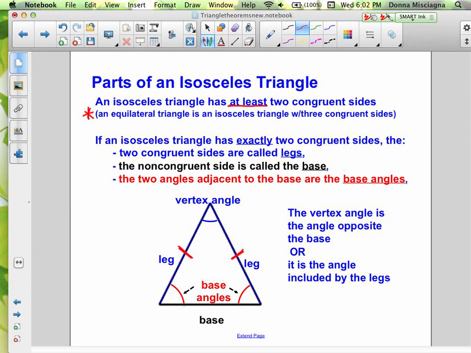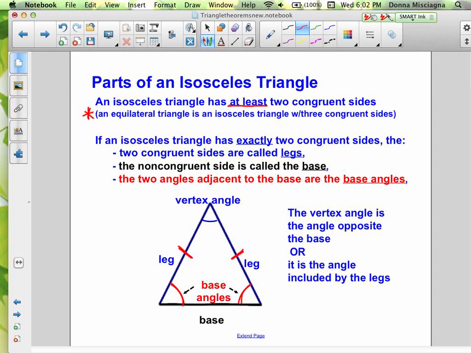The other side, the one that's not congruent, is called the base. Right? So the side that has a different measure is called the base. So there, oops, I kind of outlined the base. Right? So that's the base. Along the base, these angles are called base angles.